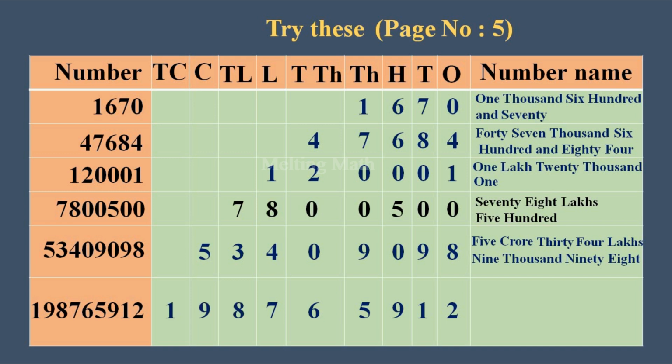Okay, so here we know this 10 crore comes under the crores period. So here 19 is there, so just write 19 crore. Next 10 lakh comes under the lakhs period. So here 87 is there, so just write 87 lakh. Next 10,000 thousands comes under the thousands period. So here 65 is there, so just write 65 thousand.